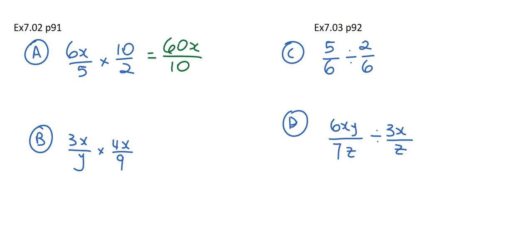It's not simplified, so I can simplify that. So 10 goes into 10 once, 10 goes into 60 6 times, so my answer is 6x over 1, which you guys should know by now is hopefully just 6x. Everyone happy with that? Okay.